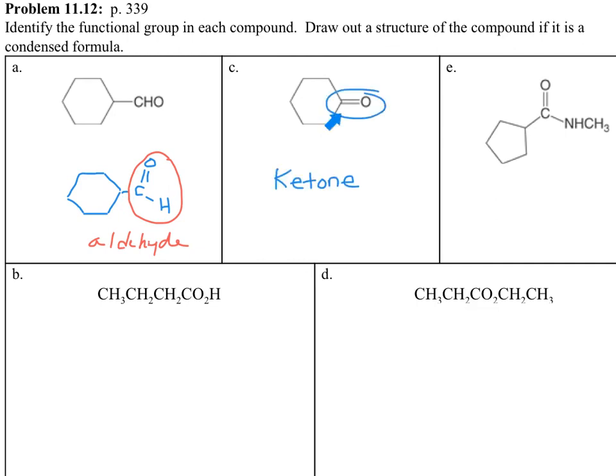This next example, we have a C double bond O with C's on either side. That's a ketone. Here we have that C double bond O, that carbonyl group, but that carbon's also bonded to a nitrogen, making this an amide.